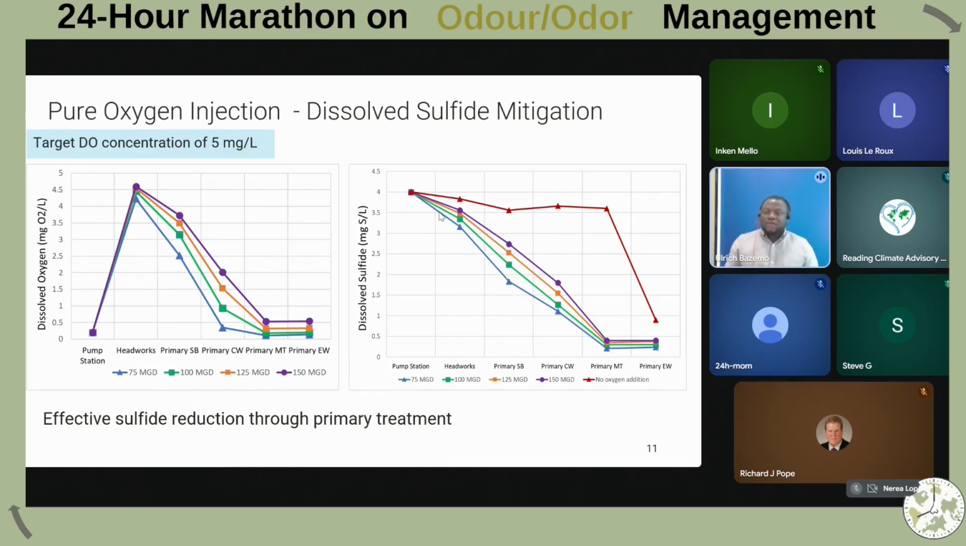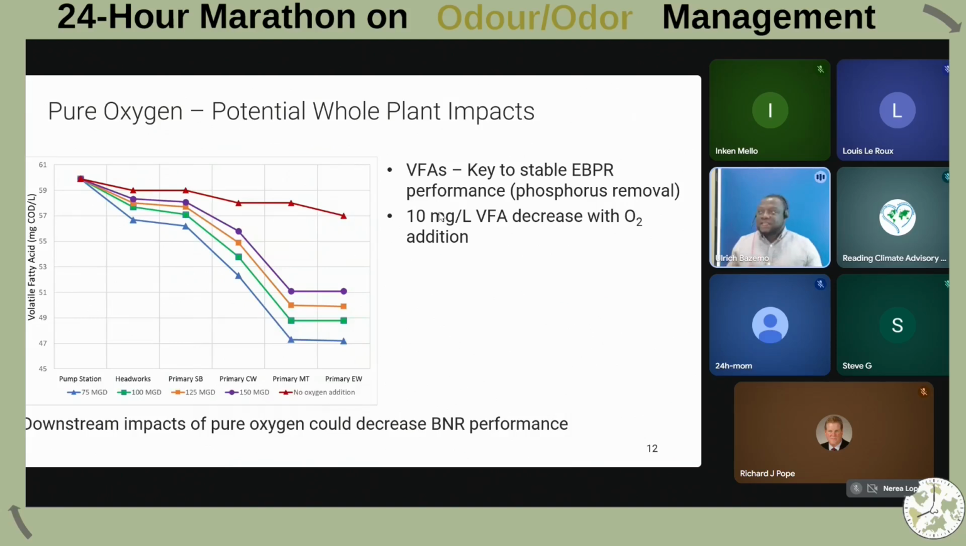we want to oxidize our sulfide, but we also want to prevent the sulfide from being formed by increasing the ORP level in the wastewater. What that does is it allows the sulfur oxidizing bacteria to use the oxygen that you add in the system, but other bacteria can use that oxygen as well. When these bacteria use the oxygen, they use the VFA, which can be detrimental to your secondary process. I will talk about that in the next slide.